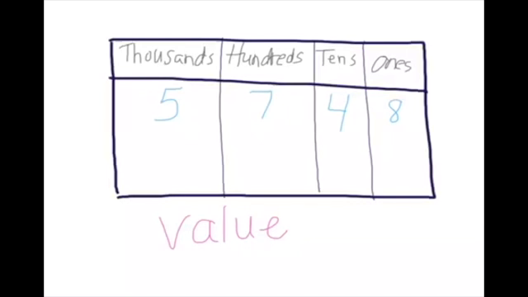I'm going to look at the same number, 5,748, but this time I'm not going to look at my hundreds. I'm going to look at my tens this time. And so remember, the value is what we are focusing on. Not only being able to put the numbers in the correct place value, but also to know the value of each number. So my tens place, I have a 4.